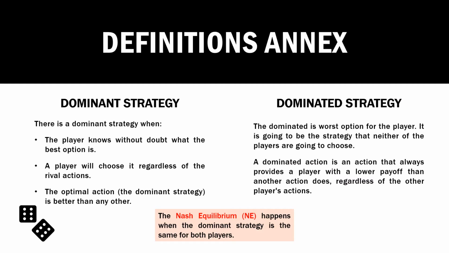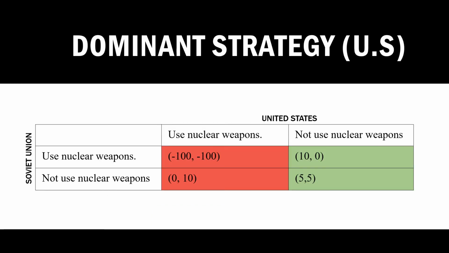Before analysing the payoff matrix, we're going to put forward two definitions. First of all, we say there's a dominant strategy when the player knows without a doubt what the best option is. This means a player will choose said option regardless of what the rival does. On the other hand, a dominated strategy is the worst option for each player, so the option that produces the least amount of payoff.